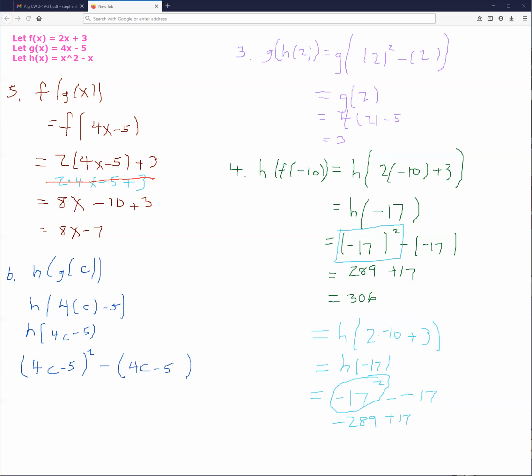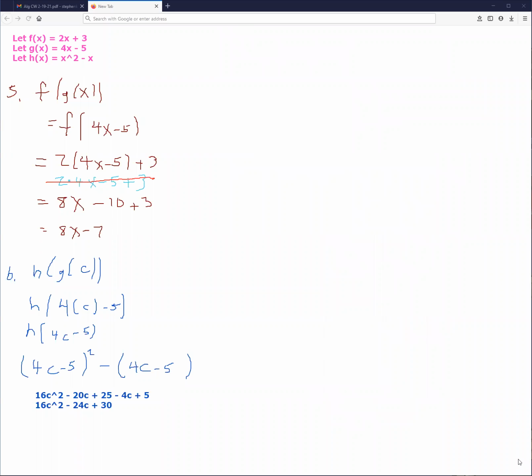And now we have to do some multiplication with some FOIL. If you write this as 4c minus 5 times 4c minus 5 and multiply it out, you're going to get this. Take my word for it if you don't, or multiply it out yourself and see, which is going to result in that, which is 16c squared minus 20c minus 4c is minus 24c. That's collecting like terms, and plus 25 and plus 5 is plus 30. So we have a very uncomfortable looking expression because it's not a nice, neat, tidy number, but that's a perfectly reasonable result here.